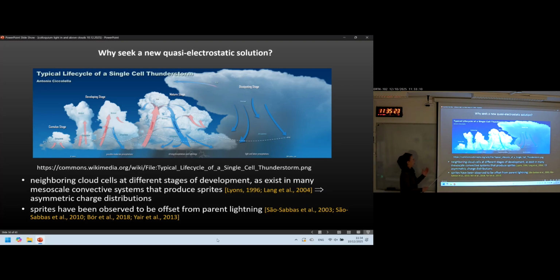Lightning happens in one and then another. Not everything is symmetric. So there was a need to build something that could describe lack of symmetry. So this is one reason, neighboring cloud cells. Another reason is sometimes these sprites have been observed to be offset from the parent lightning. So the lightning's here and the sprite is way off there. And that breaks the symmetry, and they didn't understand why that happens.